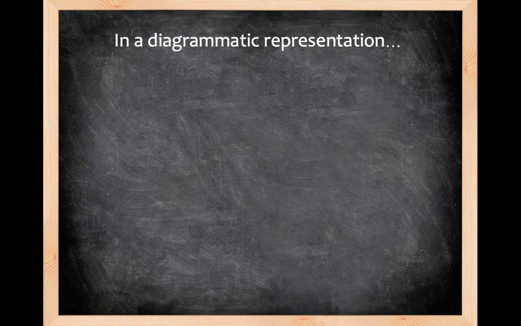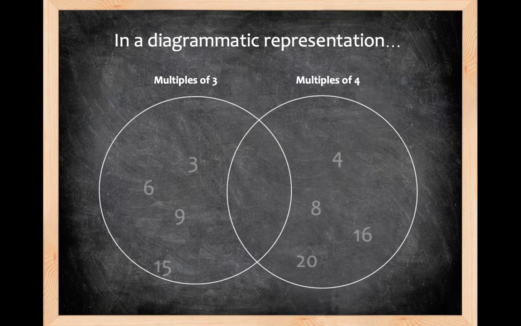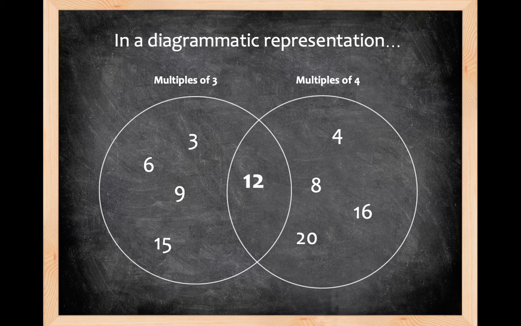In a diagrammatic representation, multiples of 3 and multiples of 4. The multiples of 3 are 3, 6, 9, 12 and 15. Multiples of 4 are 4, 8, 12, 16 and 20. In these two sets of multiples of 3 and 4, 12 is the only common multiple of both 3 and 4. This is the diagrammatic representation of multiples of 3 and 4.